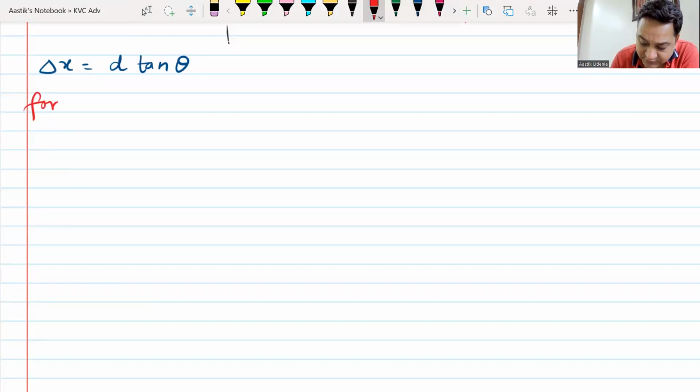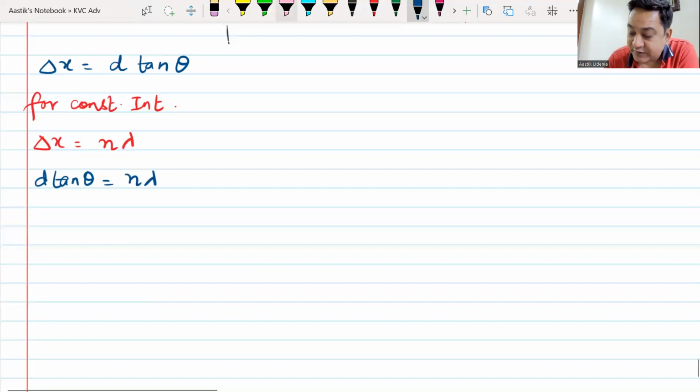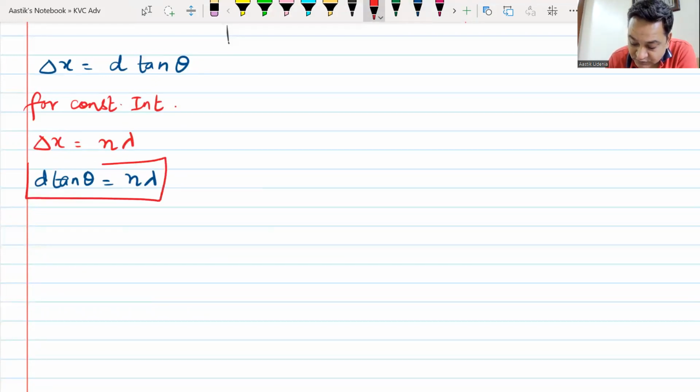Now for constructive interference, what should be the path difference? It should be equal to n lambda. Yes or no? Yes, sir. So for constructive interference, I can have the equation d tan theta is equal to n lambda. We all understand this? Yes, sir. That becomes the first thing that we will have to understand here, that for constructive interference d tan theta will be equal to n lambda.